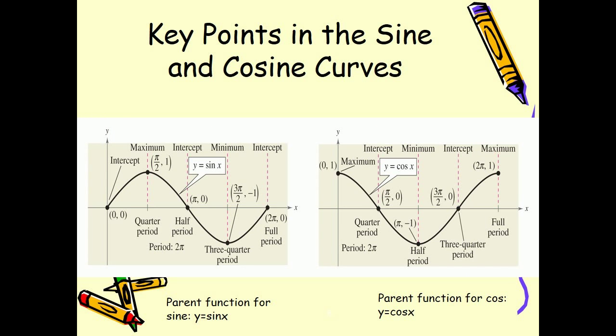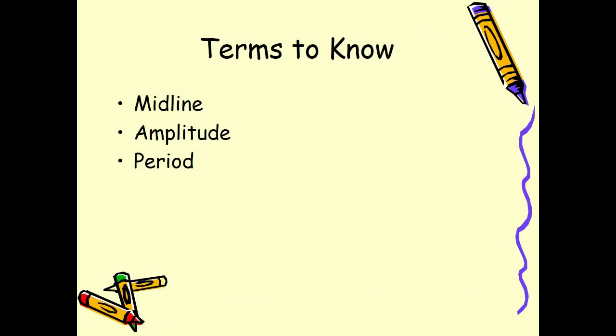There are 5 key points to every cycle of the function. These are the max and min points, as well as the intercepts of the midline. The 5 key points make up the starting point, quarter period, half period, 3/4 period, and full period. The 3 terms to know which will be discussed later are midline, amplitude, and period.